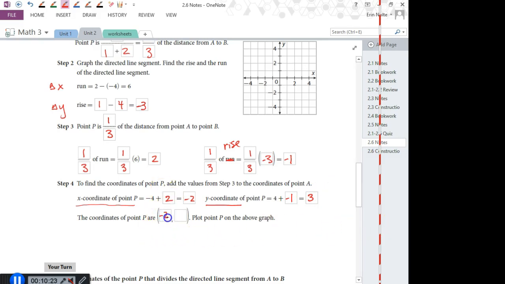So negative 2, 3. The first set of numbers, which ones are you talking about? Like, why do you have to do A?